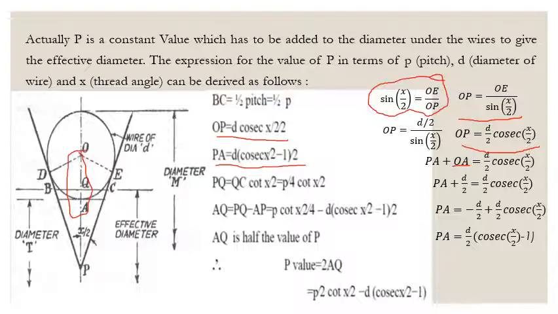Further, QC is equal to half of BC, and BC is half of the pitch. So QC will be equal to P by 4. So PQ will be equal to P by 4 times cot of x by 2. Now let us go with the AQ, which is the required expression here.